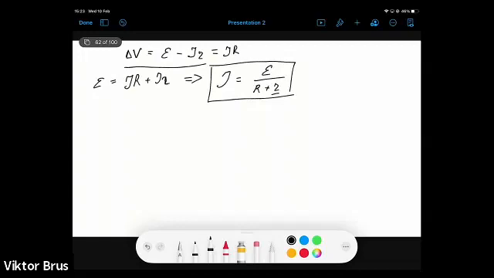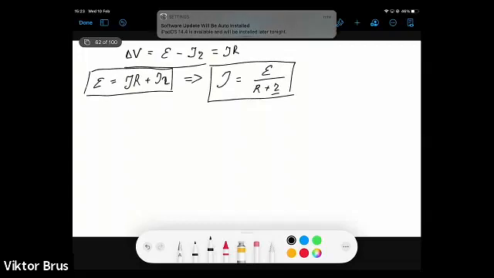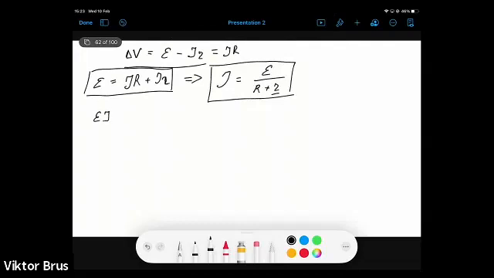Okay, now let us consider the electric power. For this purpose, we can multiply this equation by current, I. So it will be epsilon times I equals I square times load resistance plus I square times internal resistance.